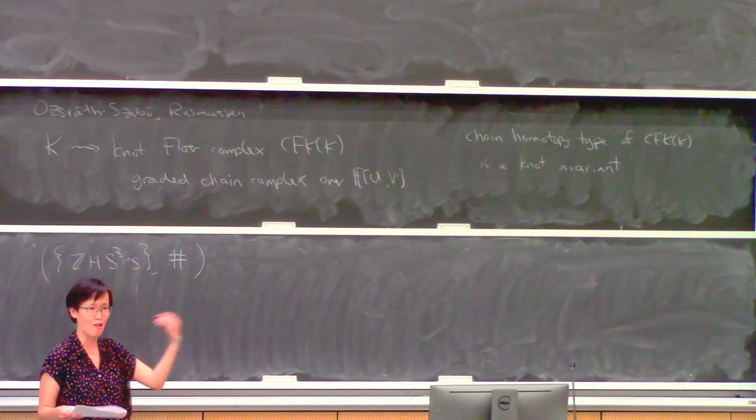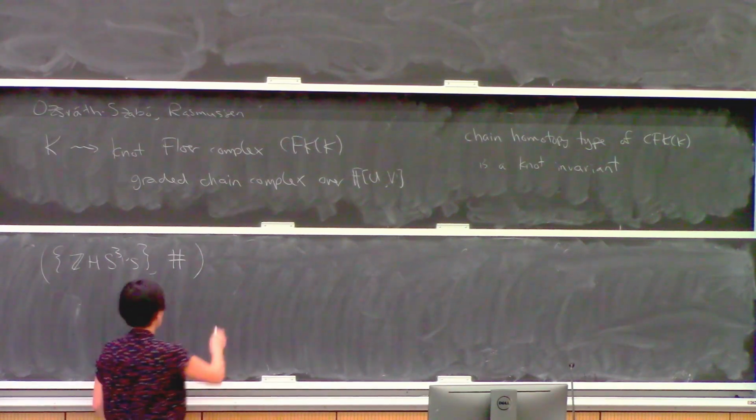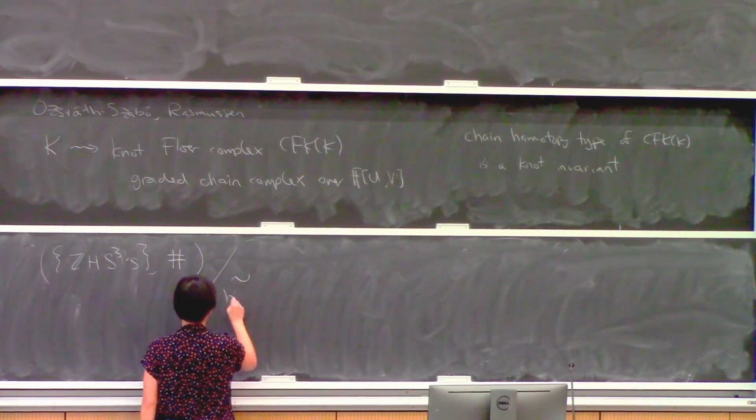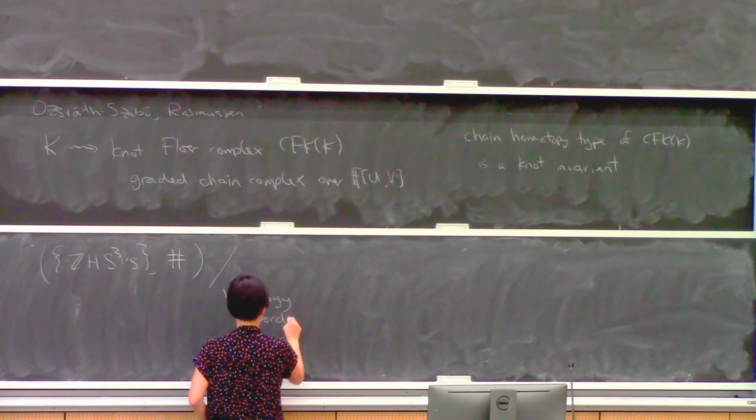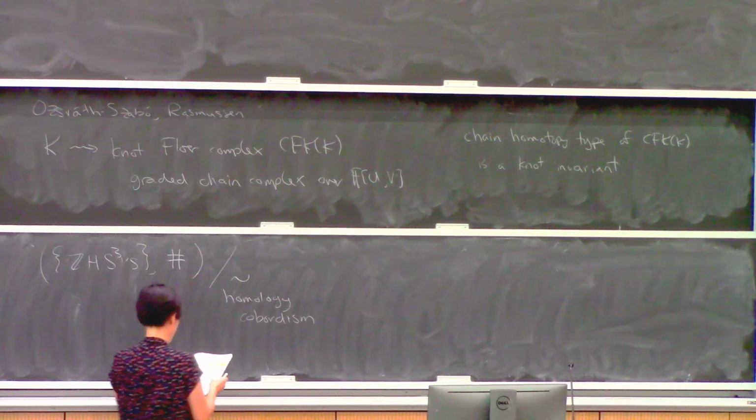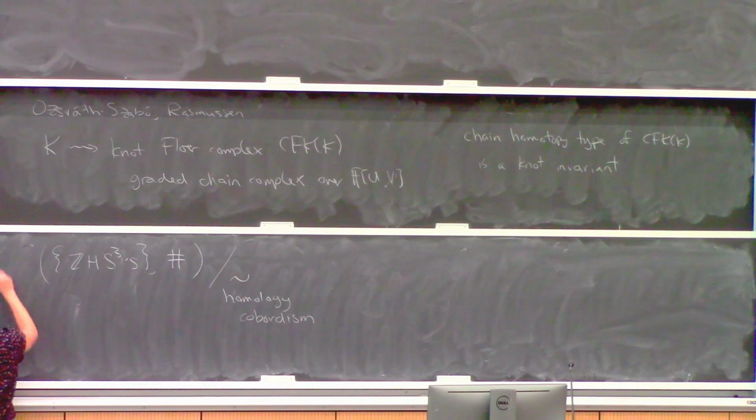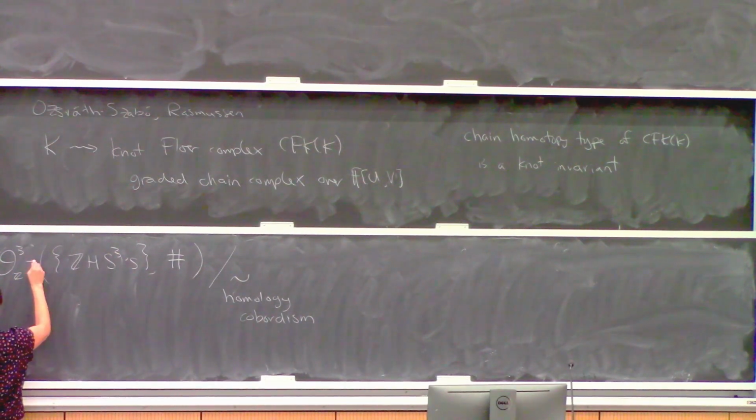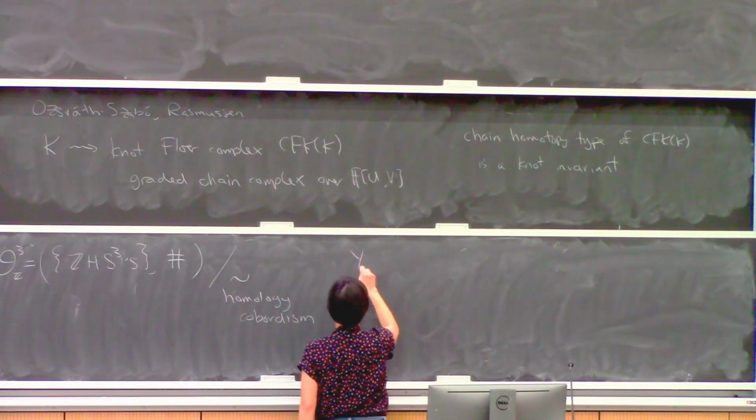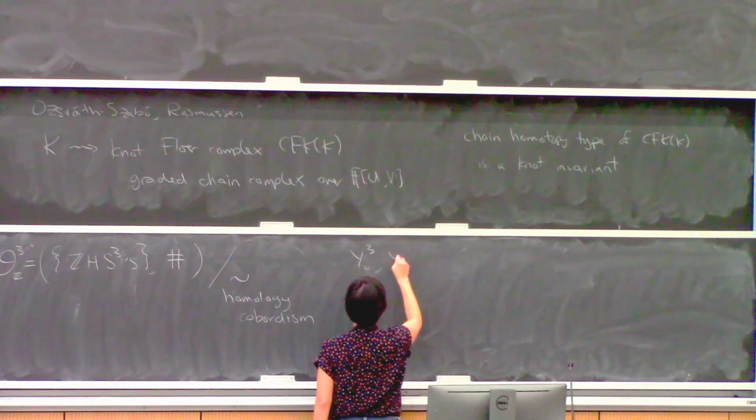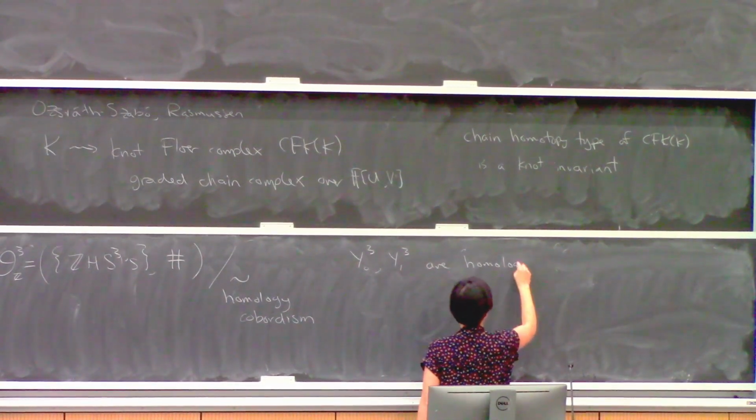But all day we've been getting sets with binary operations that aren't groups, and then we've been quotienting them by some equivalence relation that makes them into a group. So we're going to quotient this by something called homology cobordism. And then this does turn into a group. So two 3-manifolds, Y0, Y1, are homology cobordant.